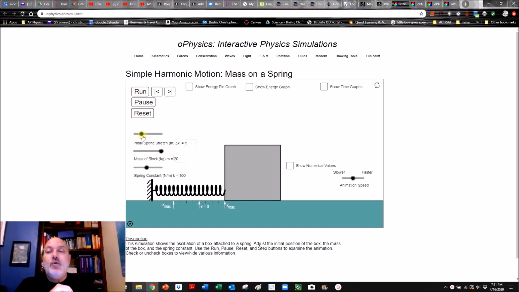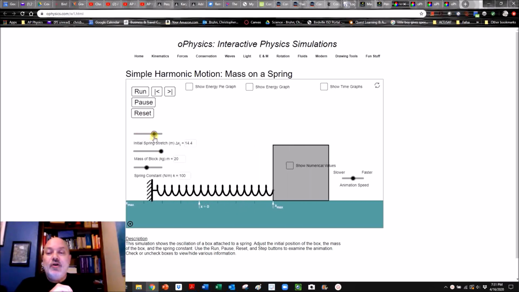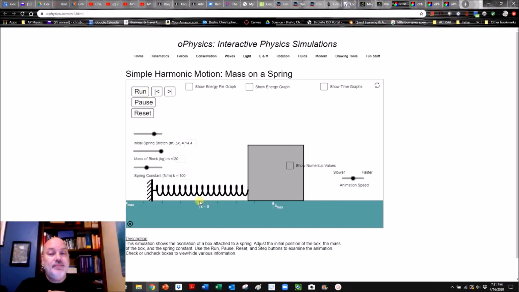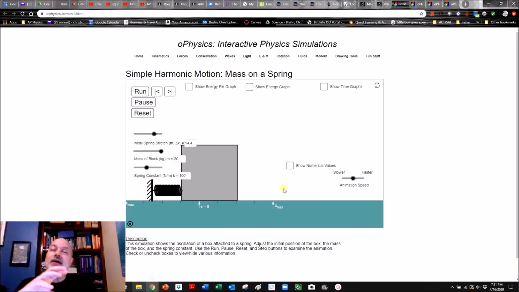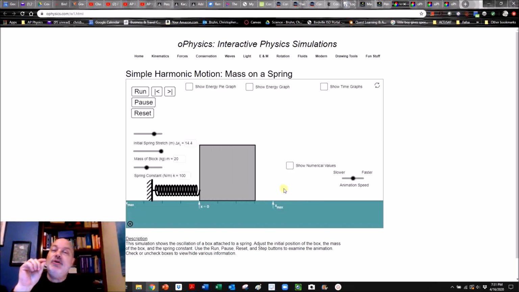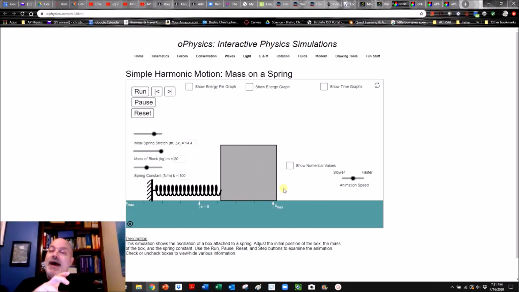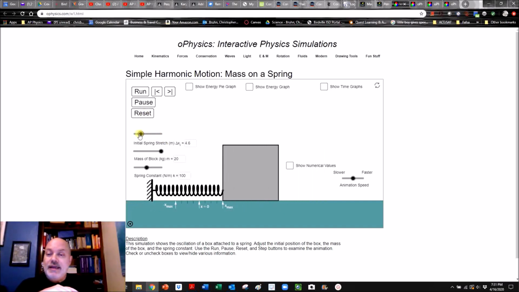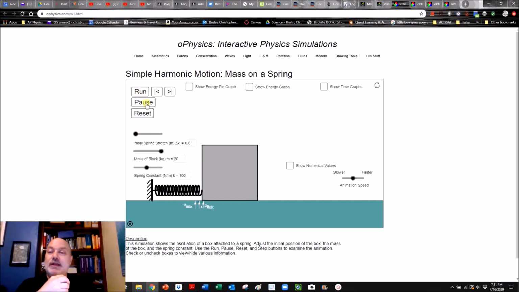Okay, so now if I make this farther, you would think that it would take longer to go back and forth. And it does go faster in the middle. But the time it takes to go all the way back and forth doesn't matter, because our time period equation is, time period for a spring is 2 pi square root of m over k. So the mass and the spring constant matter. So if I make this distance really tiny, it will still take the same amount of time. It's just going to move really slow because the spring is stretched much less.